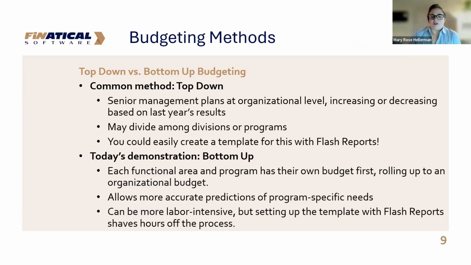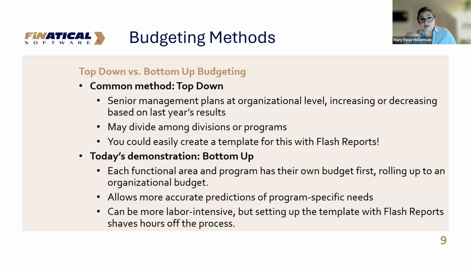All right, now what you really came for, let's talk about budgeting. There's really two main methods we're going to talk about as far as where you start with your budget. What I've usually seen for nonprofits, especially as they're just starting out, or if they're a little smaller, is they would use what's called top-down budgeting, where the leadership of the organization, whether it's the executive director or the finance director, will plan at the organizational level. So just at that top level.